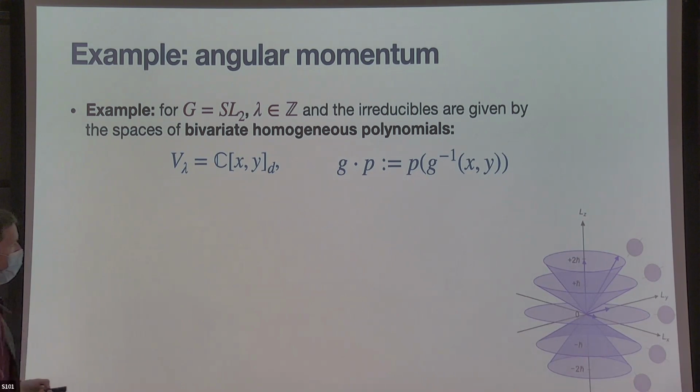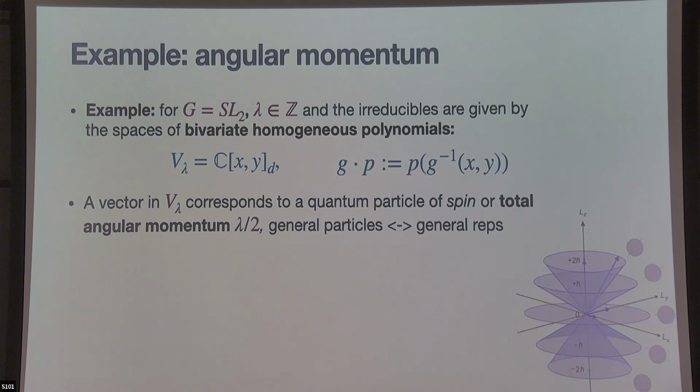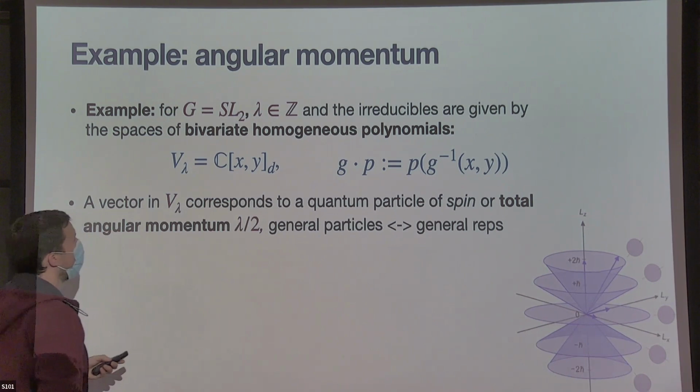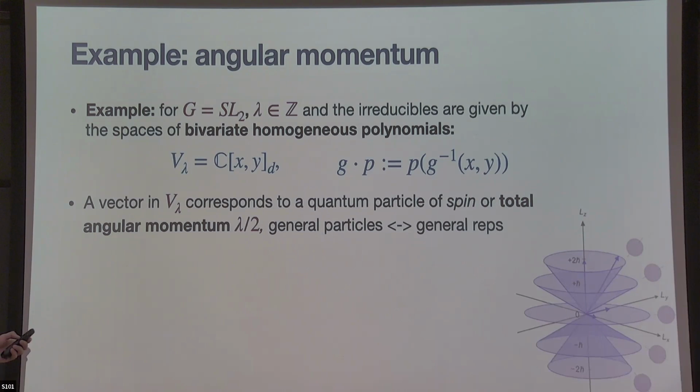And I think there's a typo, this should say lambda here. Representations of SL2 are closely tied to quantum mechanics because... Wait, so what is lambda in this case? Lambda is D? Yeah, lambda is D. There shouldn't be any D.